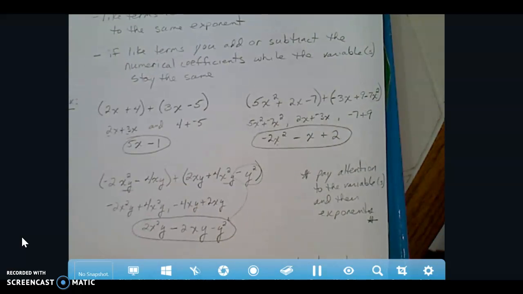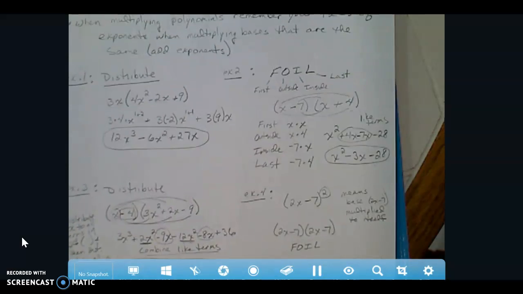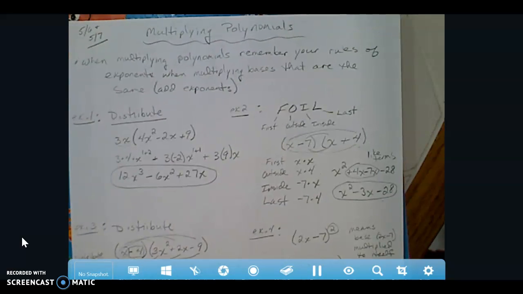So just remember, with adding or subtracting polynomials, make sure that you have terms that are the same. You can only add or subtract the coefficients if the variable or variables and their exponents are exactly the same. Nothing happens to them when you add or subtract. But when you're multiplying polynomials, the rules are different. You multiply the coefficients, and then you multiply the bases. And the way we do that is what you learned last week. If the bases are the same, you add their exponents.